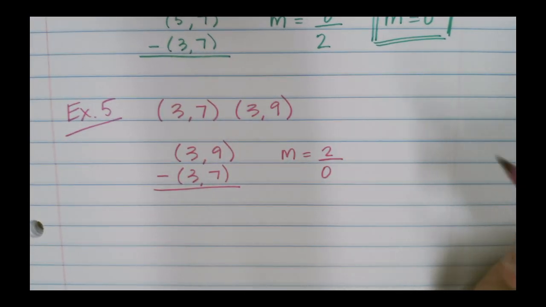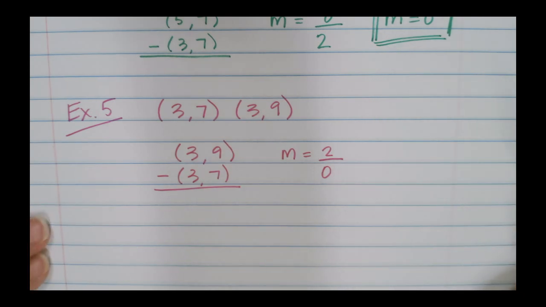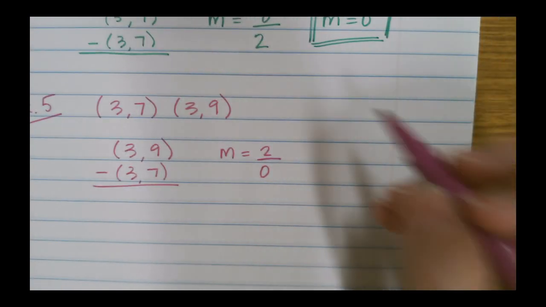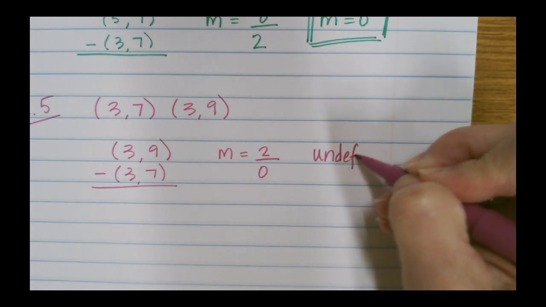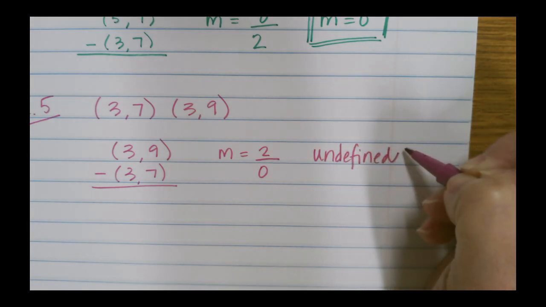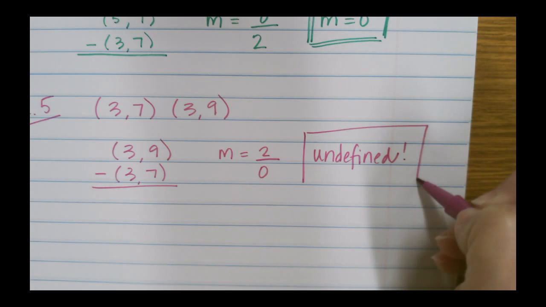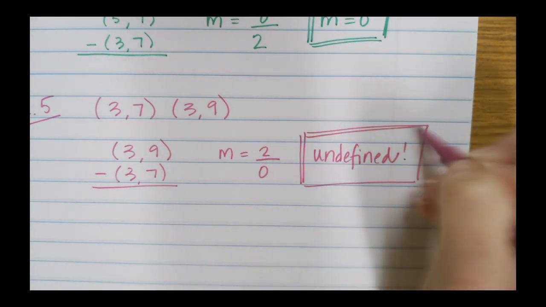All right, so now we have to say, well, what happens when 0 is in the denominator? Well, 0 in the denominator isn't possible. You can't divide by 0, ever. So in this situation, the slope is undefined, which means there isn't an answer for this problem.